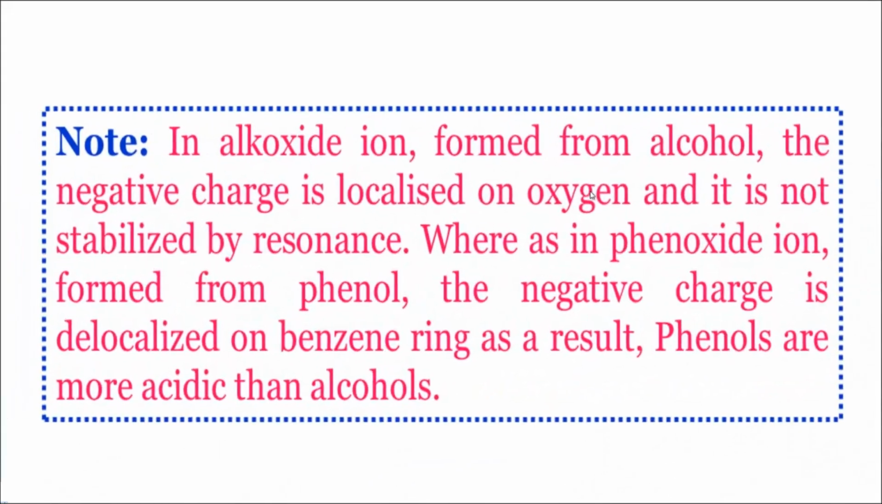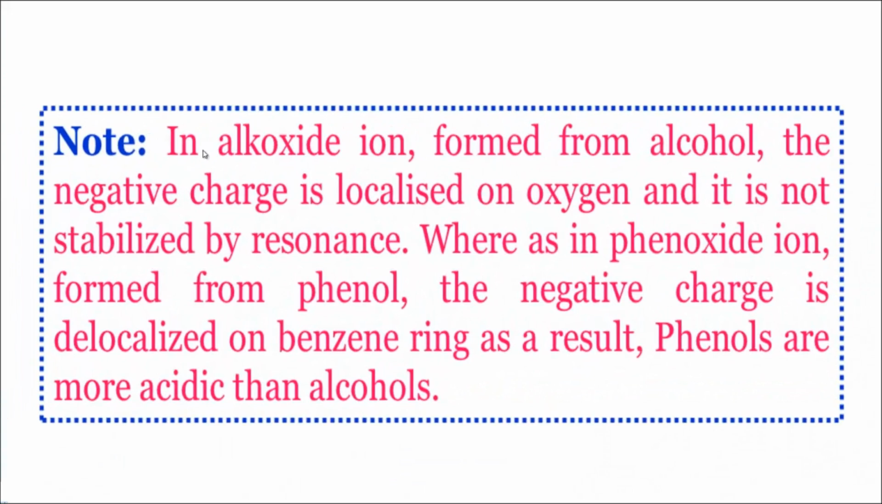The next point to remember here, an alkoxide ion. So, how is an alkoxide ion formed? It is formed from the alcohol upon ionization. So, in an alkoxide ion, the negative charge is localized on oxygen and it is not stabilized by resonance.